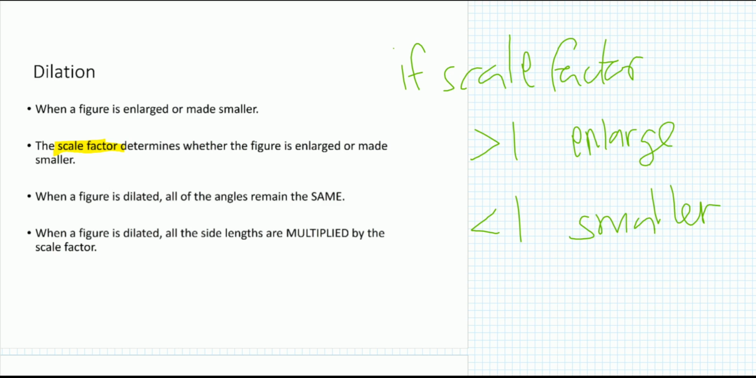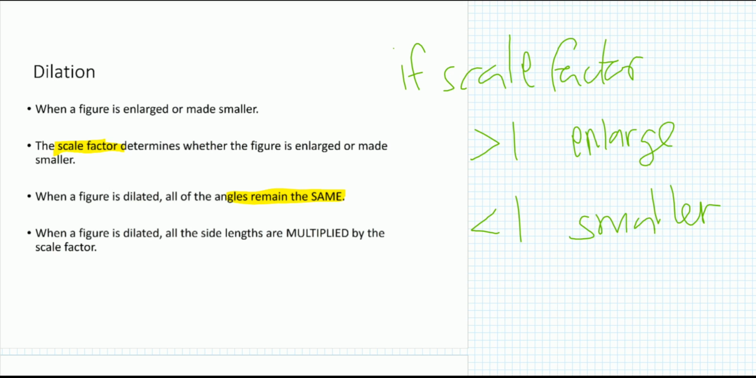When a figure is dilated, all of the angles remain the same. This is also super important, right? You cannot change the angles. All you are changing is basically the side lengths. The angles have to be the same, and based off of that is also how we're going to write relationships. So you just got to be careful with that.